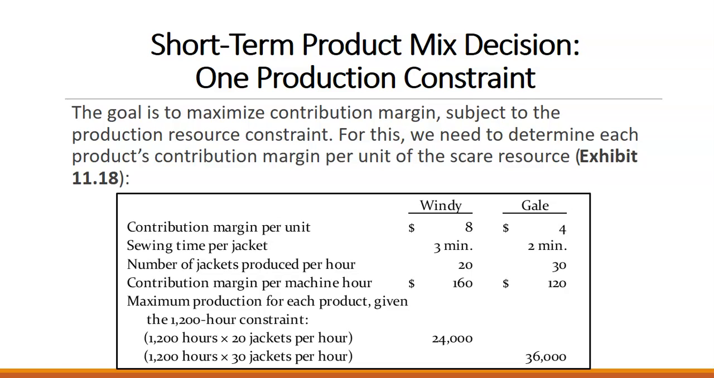The number of jackets that we can produce per hour. We have the contribution margin per machine per hour, which is the contribution margin per unit times the number of units we can make each hour, which is 20. And then we have the maximum production for each product given our 1,200 hour constraint. So we can either make 24,000 Windy or 36,000 of Gale, or a combination of the two.